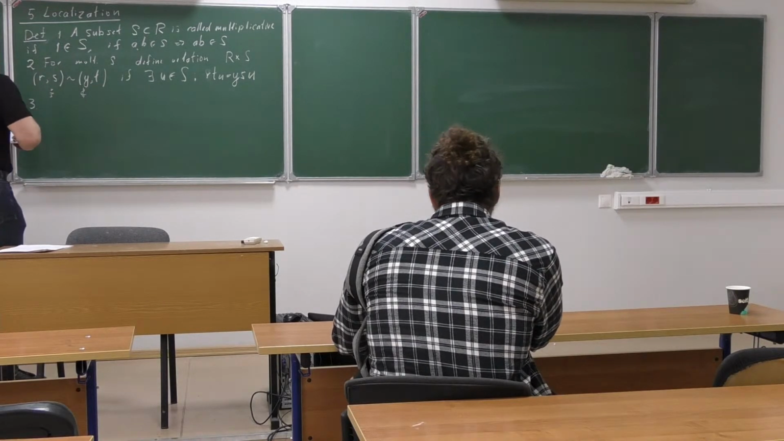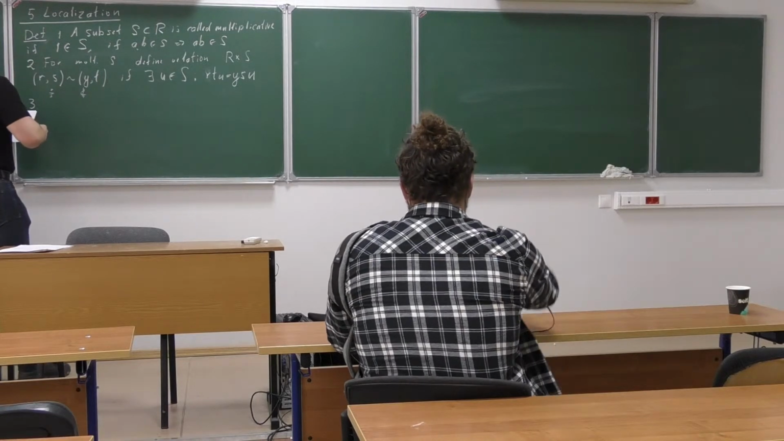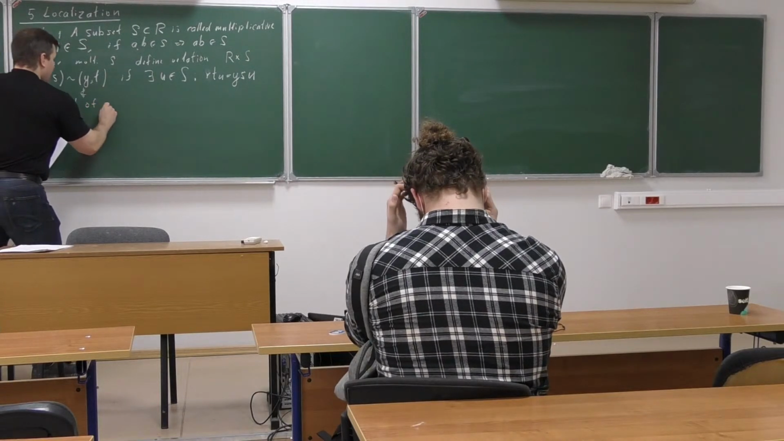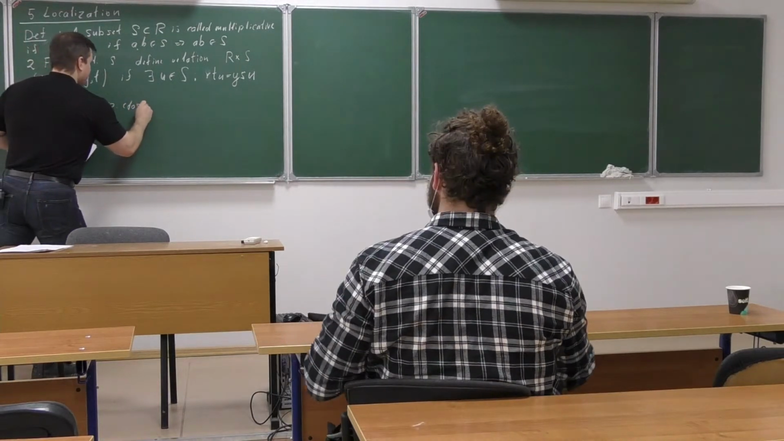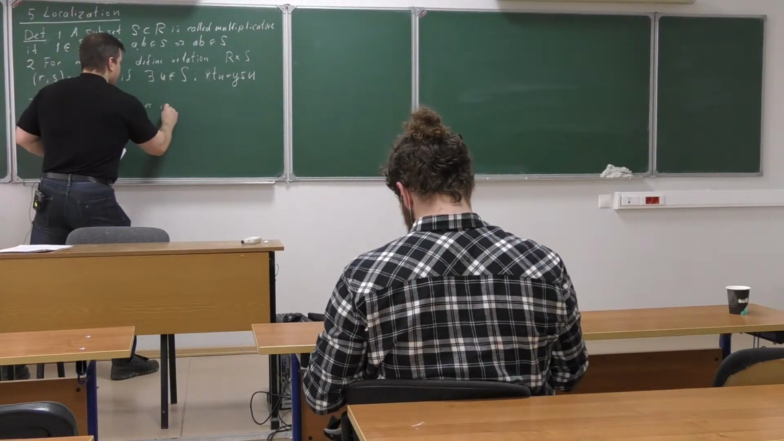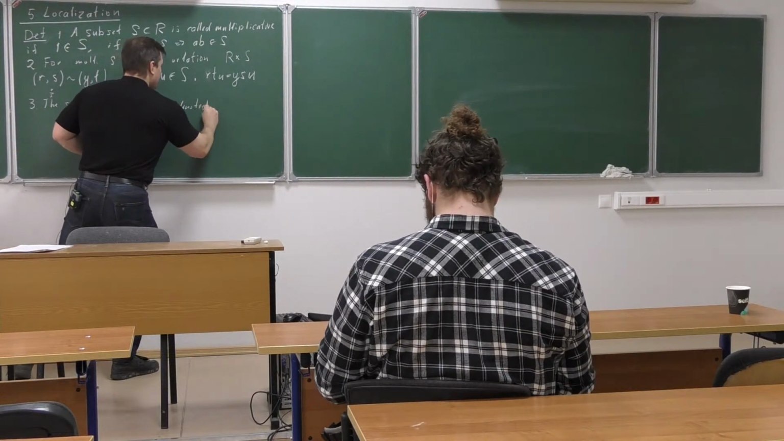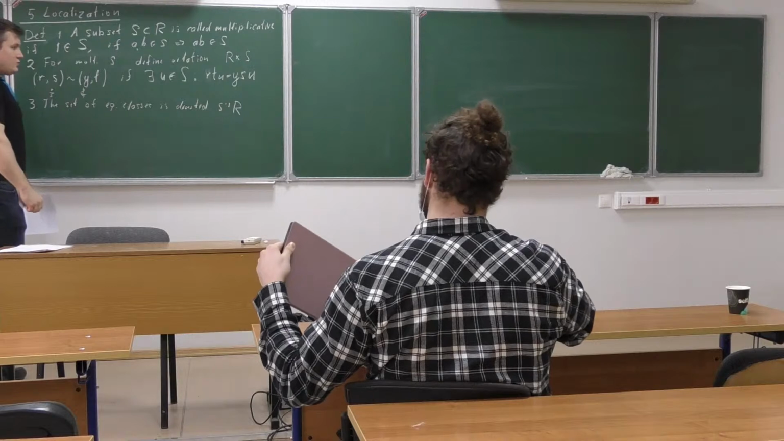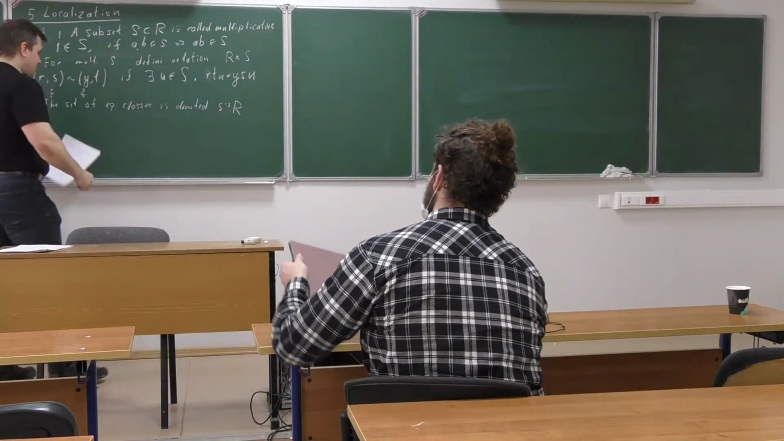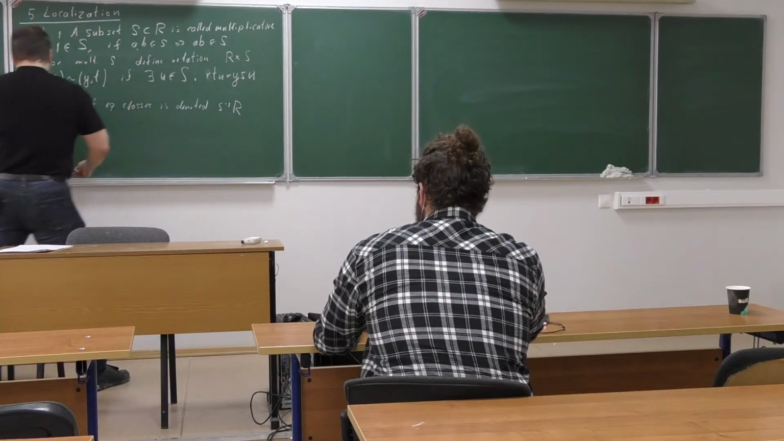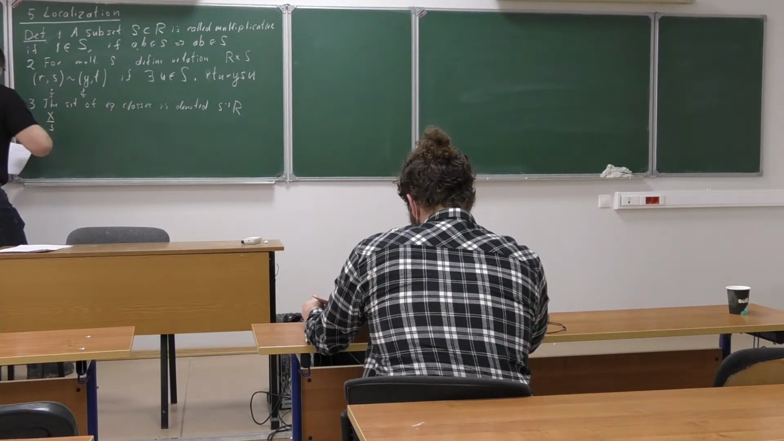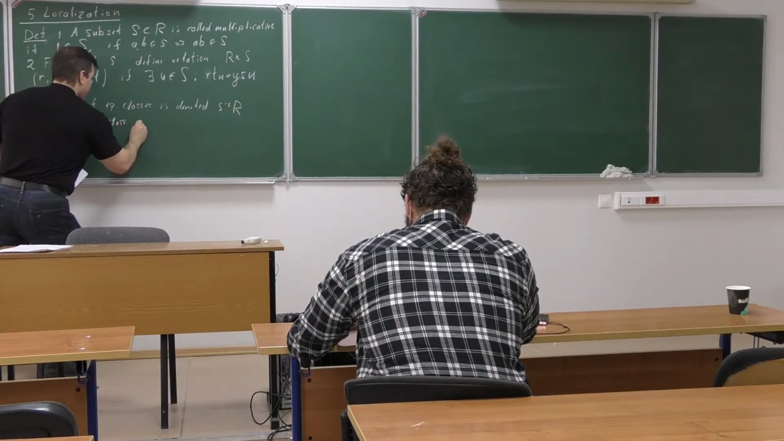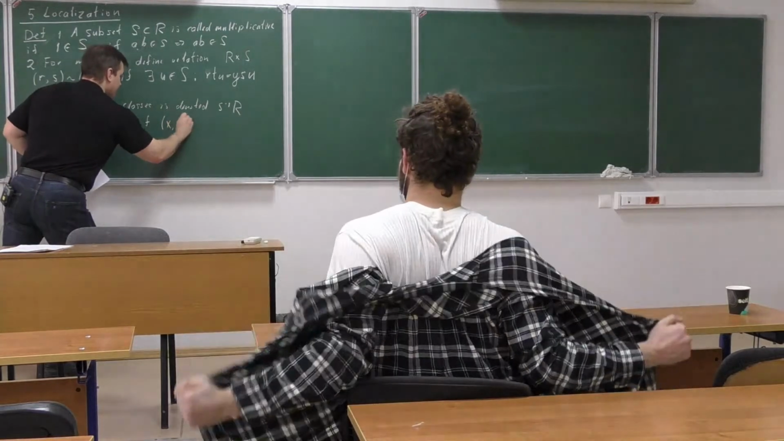So part 3 of this definition. The set of equivalence classes is denoted as S inverse R, and this is called localization of the ring R at the multiplicative set S. And the fraction x over s is the class of the pair.